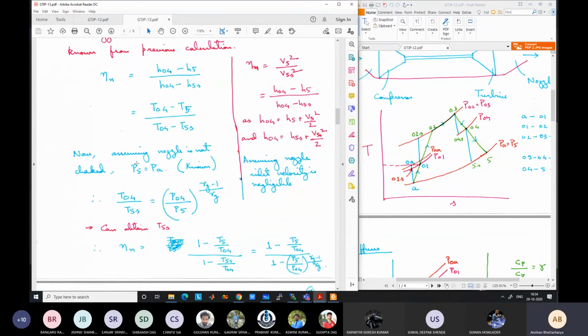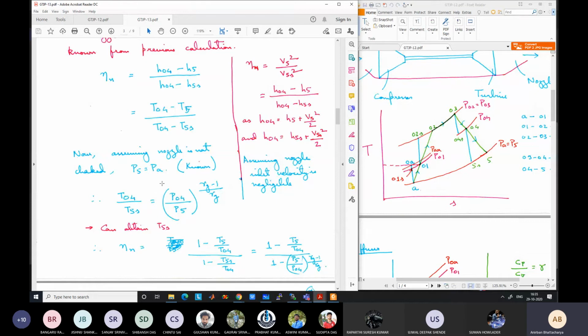So assuming the nozzle is not choked, what we mean by choking, those things we will discuss later. So let us consider that it's a normal nozzle, meaning full expansion can occur. P5 is equal to PA. So this point pressure is known. So T04 by T5s, this point we are trying to find. T04 is already known, T5s we are trying to find. This is equal to P04 by P5 to the power gamma g minus 1 by gamma g. So all the values are known on the right hand side. P04 we have already calculated. P5 is already known. Gamma g, obviously, is a known parameter. T04 is also known to us. So this can give us T5s.